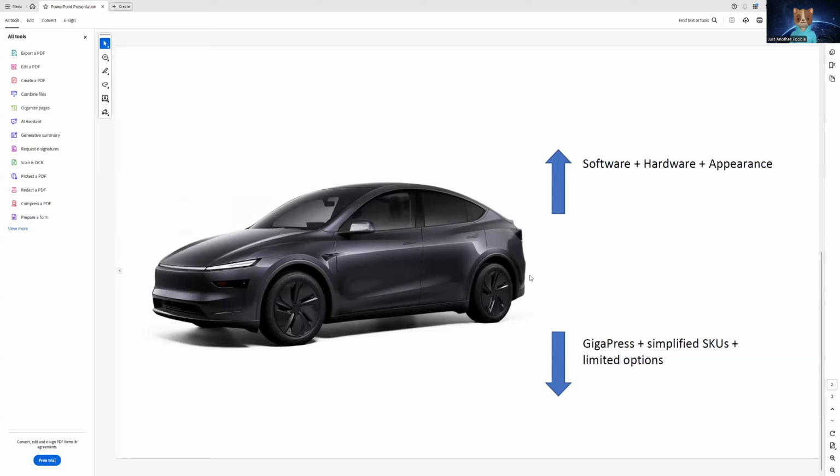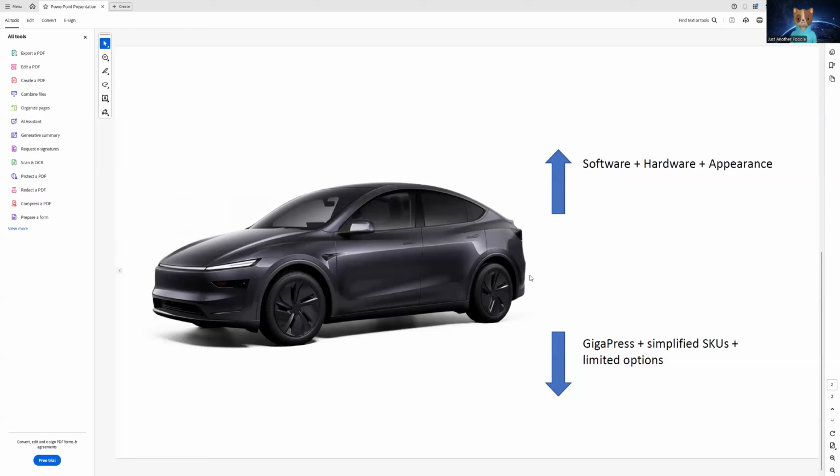So you have that differentiation in software, in hardware, and a future forward-looking aesthetic of Model Y for the product differentiation. So the customers are willing to pay a little bit extra for that. And there's another thing they're doing really excellently, which is cost reduction. If you look at this car, it's actually built in a really simple way.